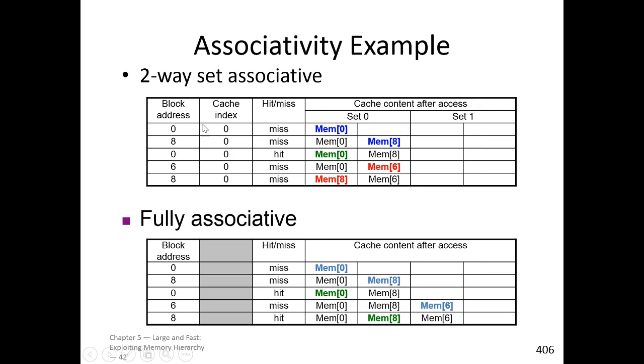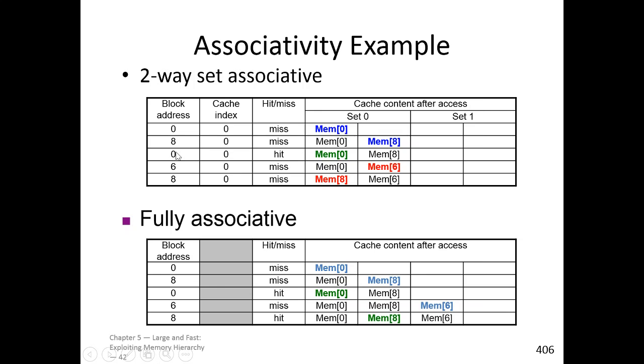So initially we try to access what maps from memory 0, and it's a miss. So it maps to set 0, and we put it in the first location in set 0. Then we try to access block address 8. We do the math. The cache index is 0. We look in set 0 because these can both be accessed in parallel, and we find out it's not there. Memory 0, the tag is there, but for memory 8 the tag is not there. So we need to load it in, so it's a miss.